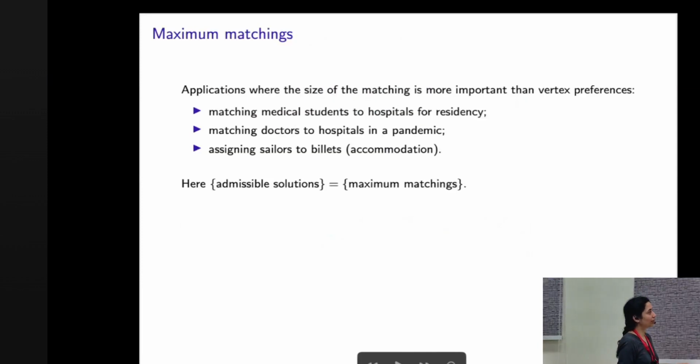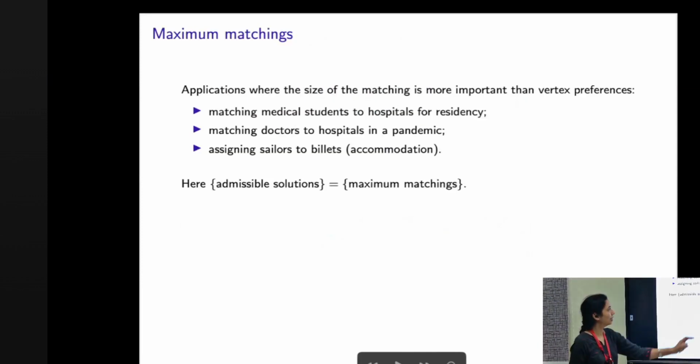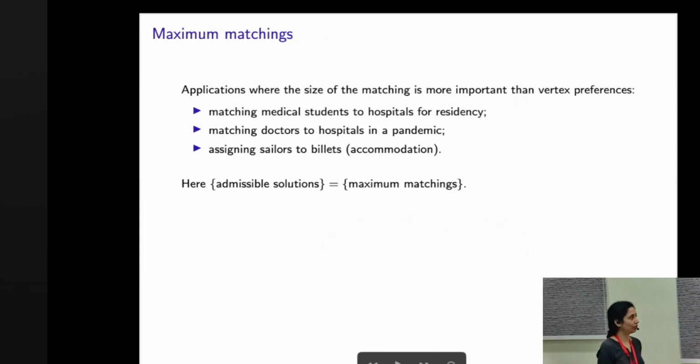So here the set of feasible or admissible solutions, that's the set of all maximum matchings.